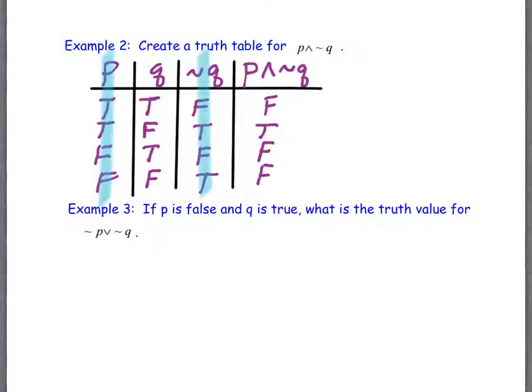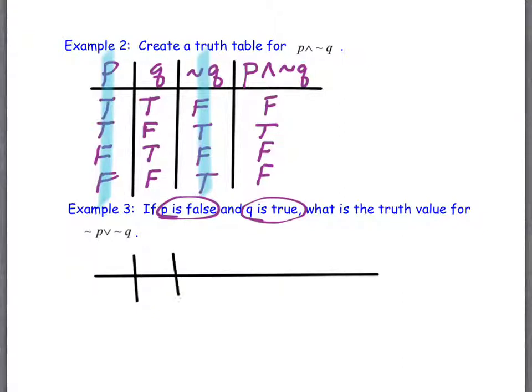Now, the next example is actually easier to do, and the reason it's easier is because it gives you more information. Take a look. It tells you P is false and Q is true. What that means is that you don't have to create a whole truth table. You only need one line of it, the line where P is false and Q is true. So the information along the column headers looks the same. It's just that you're only going to have one line.